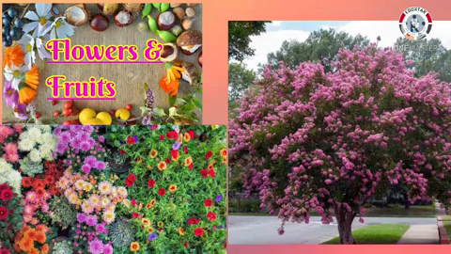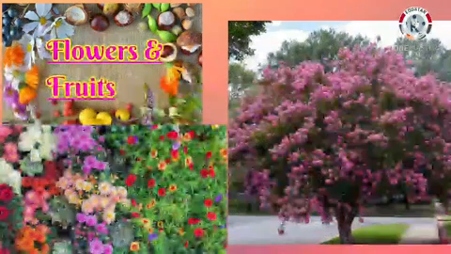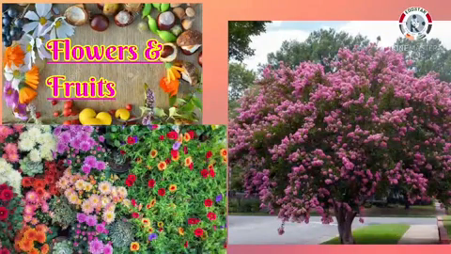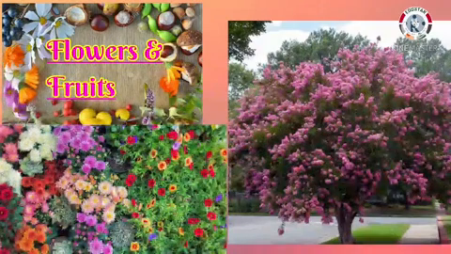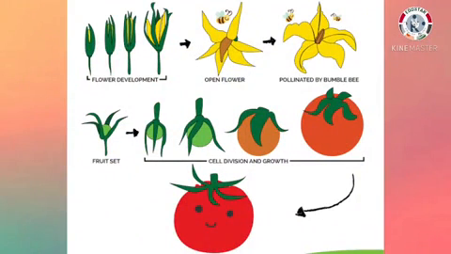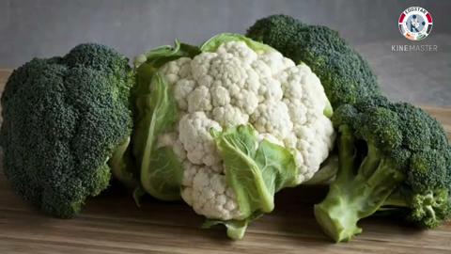The next parts are flowers and fruits. Most plants have flowers. The flowers are usually colorful and have a sweet smell. The flowers also have a sweet juice called nectar. Most of the flowers change into fruits. We eat flowers of plants such as cauliflower and broccoli.